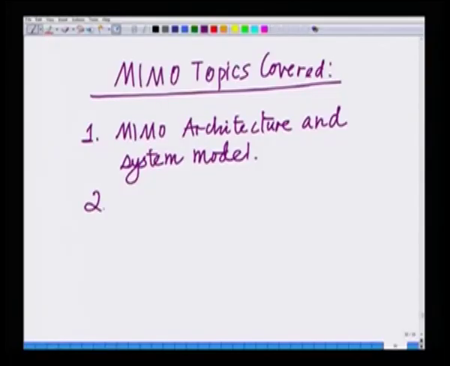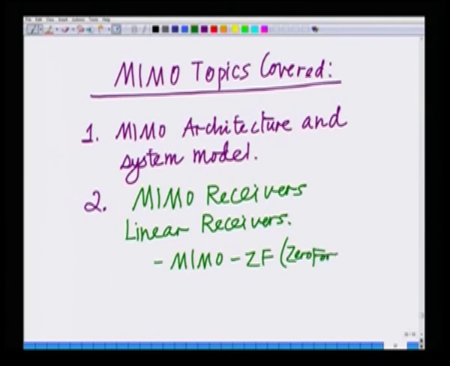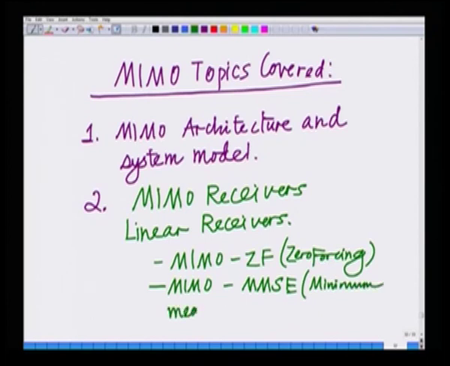Then we started looking at MIMO receivers. We looked at the linear receivers. We first looked at MIMO linear receivers. They are MIMO ZF, that is zero forcing, and MIMO MMSE, which is minimum mean squared error.